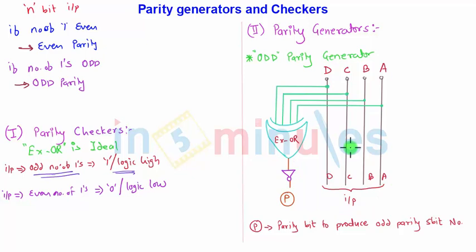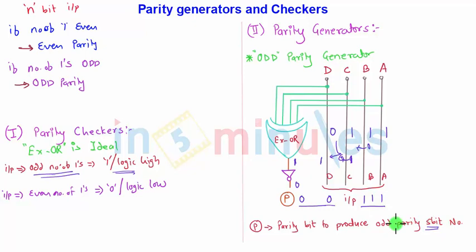Let us try to solve an example in which A, B, C, D are 1, 1, 1, 0. Going from A to B, A XOR B is 0, 0 XOR 1, the output is 1, 1 XOR 0, the output is 1. So the final output will be 1 here, and that will be inverted to 0. So what are the final outputs? The P bit will be 0 and DCBA will be the same as it is, 0, 1, 1, 1. So it will give you 5 bits, 0, 0, 1, 1, 1. The P bit provides the odd parity, a 5-bit odd parity number.